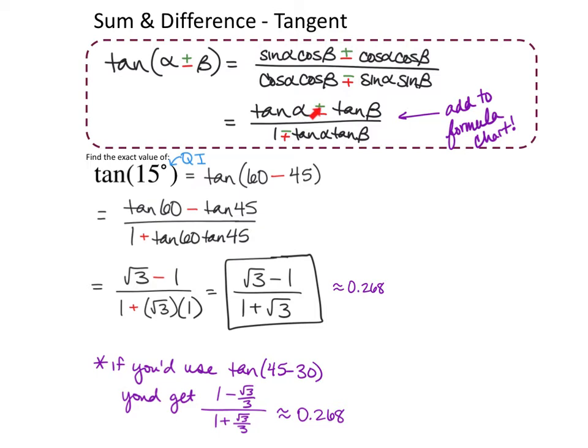Tangent of the first angle plus or minus tangent of the second angle, all over 1 minus or plus, the opposite, tangent of the first, tangent of the second.